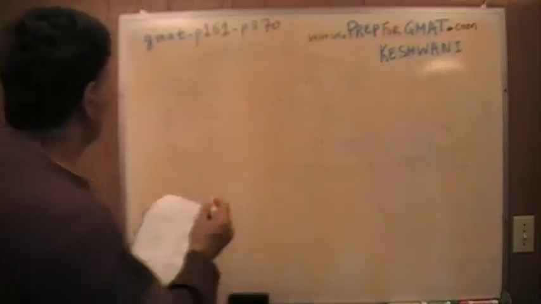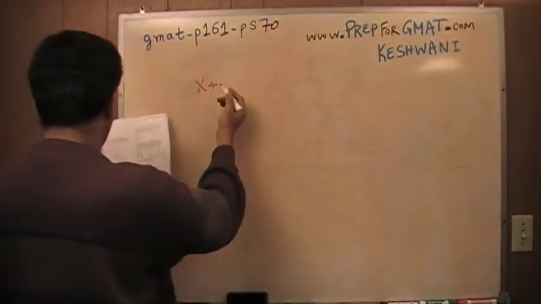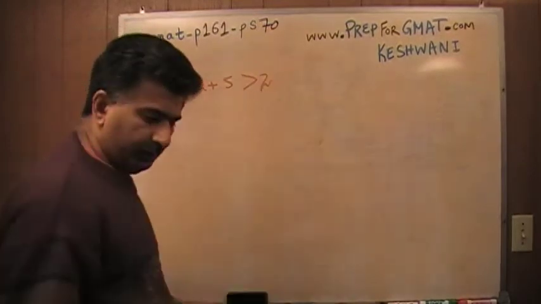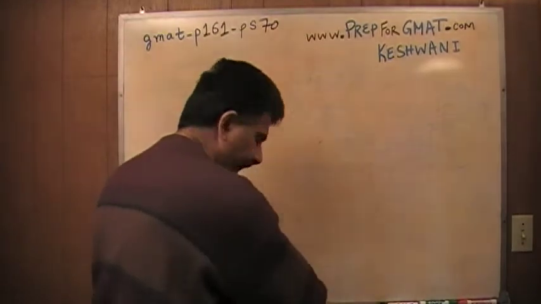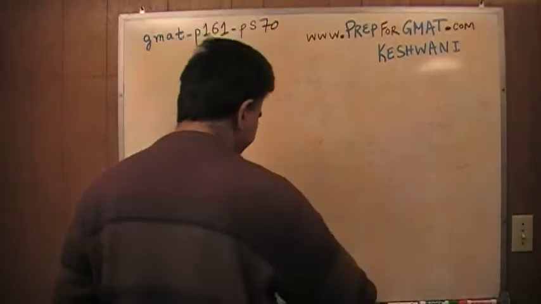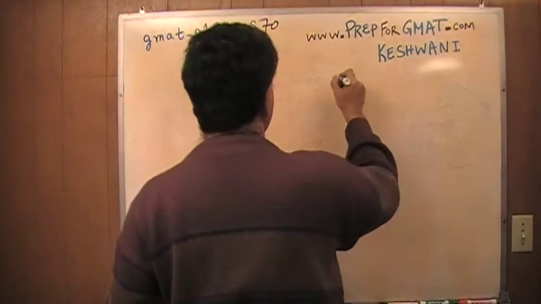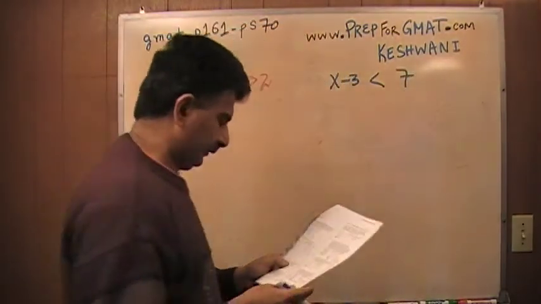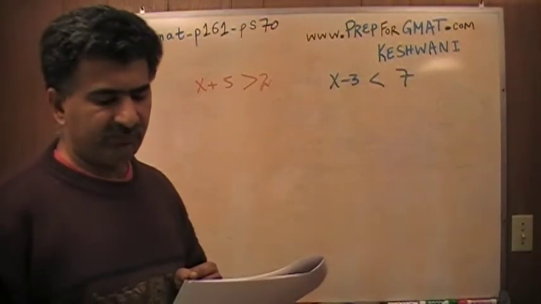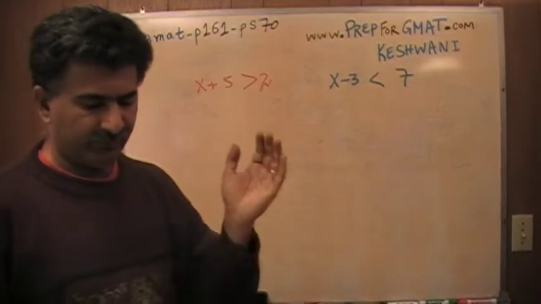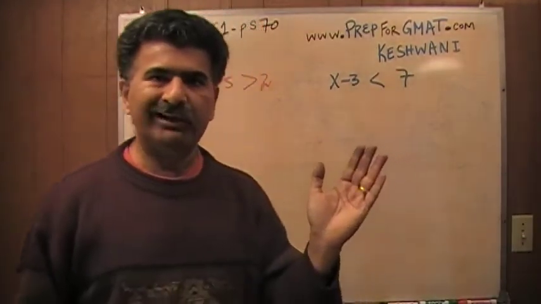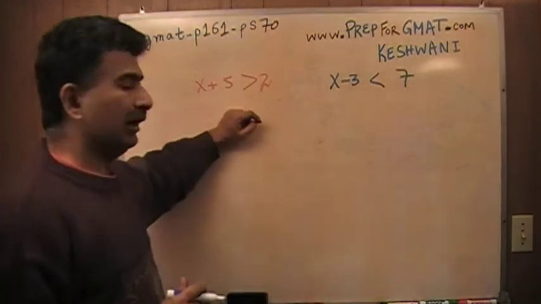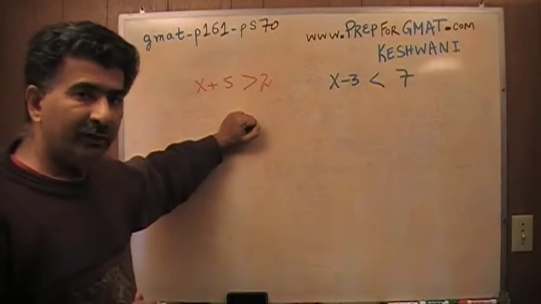We are told that x plus 5 is more than 2. And we are also told that x minus 3 is less than 7. The question simply is, the value of x must be between what two numbers? In other words, they're looking for the range of the values of x from what to what. It's very simple, it's very straightforward. These are called inequalities. Solving inequalities is no different than solving equality.